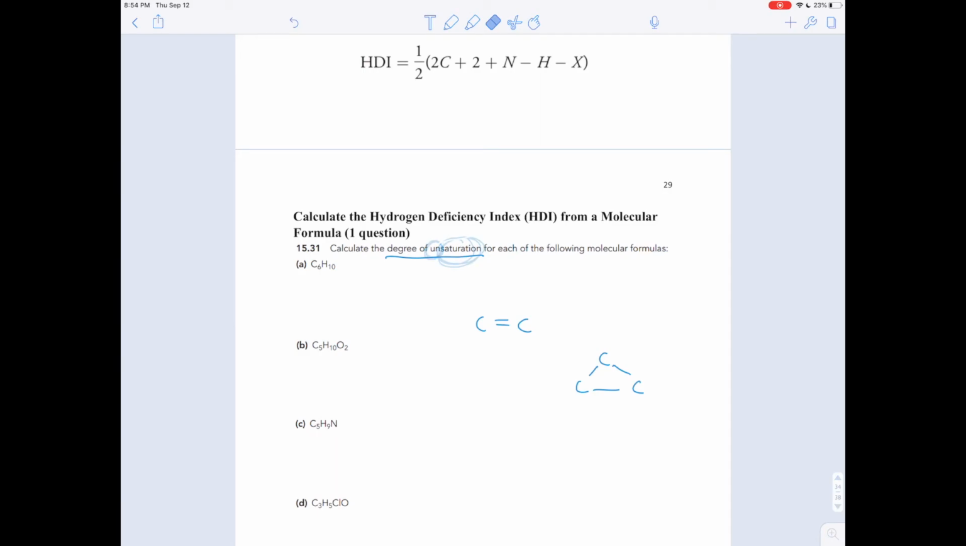It's unsaturated. So what the degree of unsaturation ends up meaning is how many double bonds or rings you have. A 1 degree of unsaturation means you'd either have one double bond or one pi bond or one ring. 2 degrees of unsaturation means you either have 2 pi bonds, 2 rings, or 1 pi bond and 1 ring, and so on and so forth.